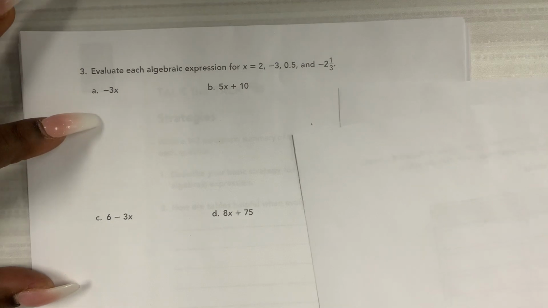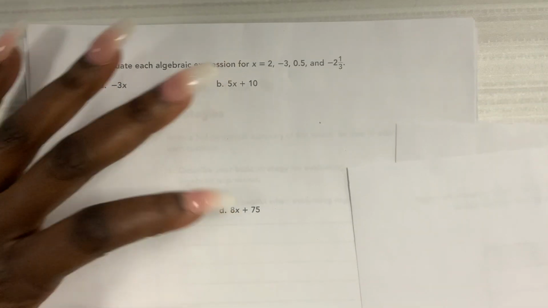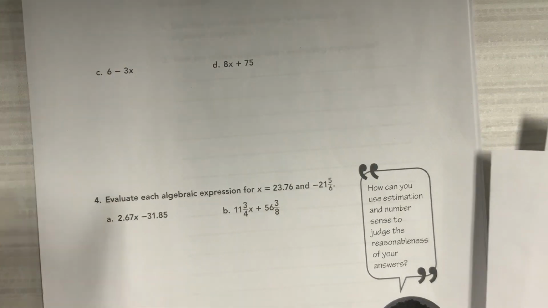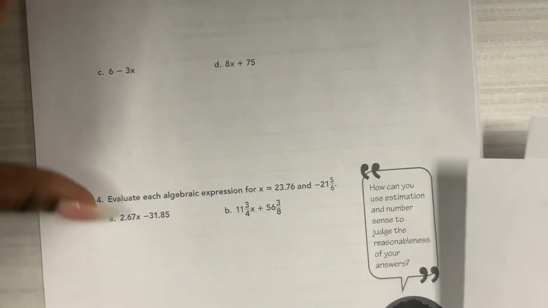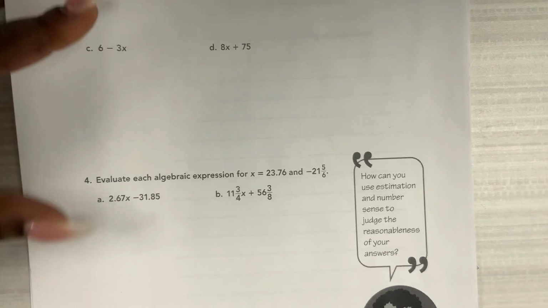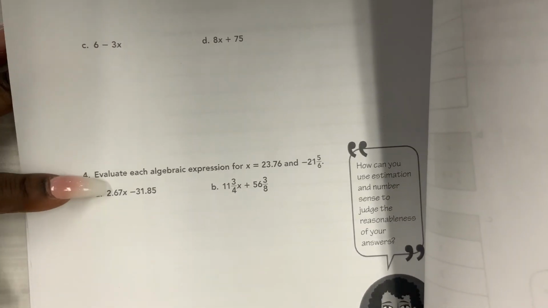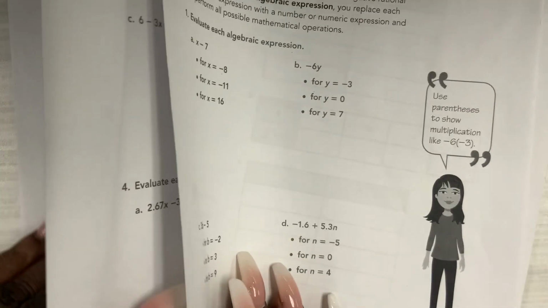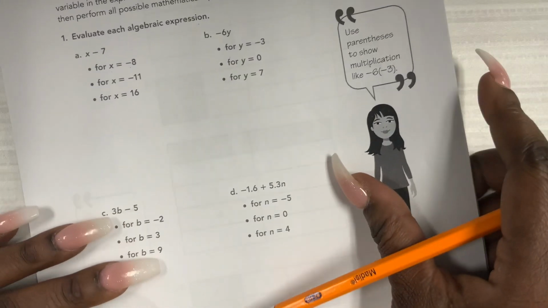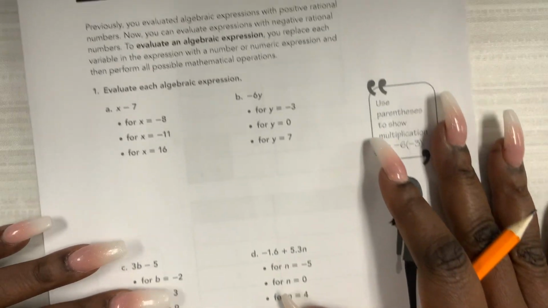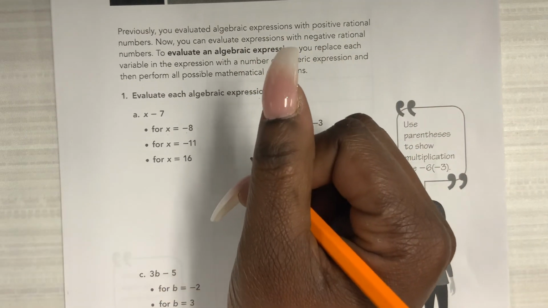You're going to evaluate these. I'm going to do A for you, and then you're going to do B, C, and D on your own. And then you are going to attempt number 4. I will give you extra credit if you can figure out number 4. It's just like the other ones, but they're decimals and fractions. But you got it. So let me do the A's for you.